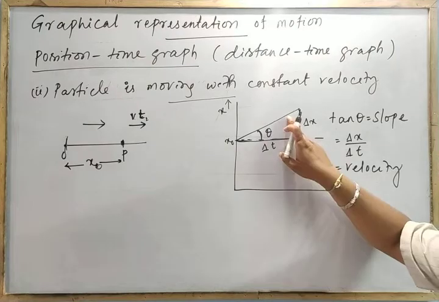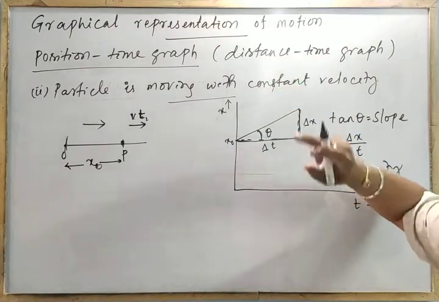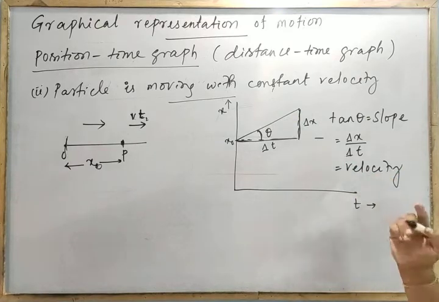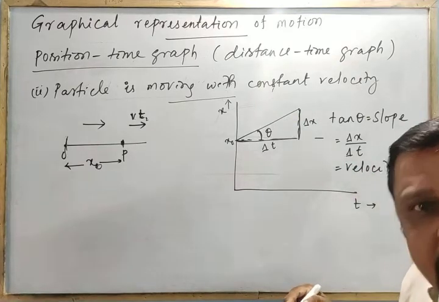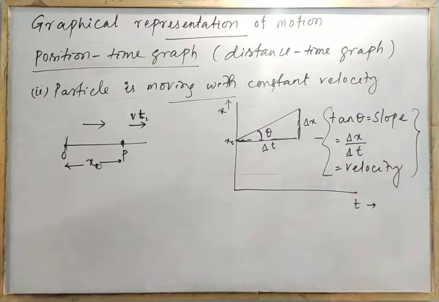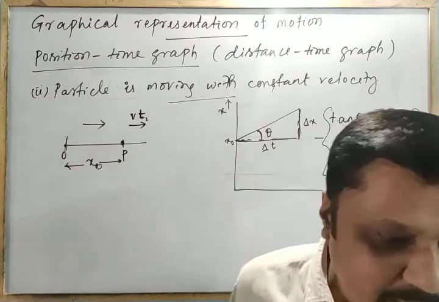The slope of the position-time graph, or you can say distance-time graph or displacement-time graph, will give you the magnitude of the velocity, or you can say speed, right? So this is the most important thing. Clear? Now in the same case, the particle is moving toward the right.